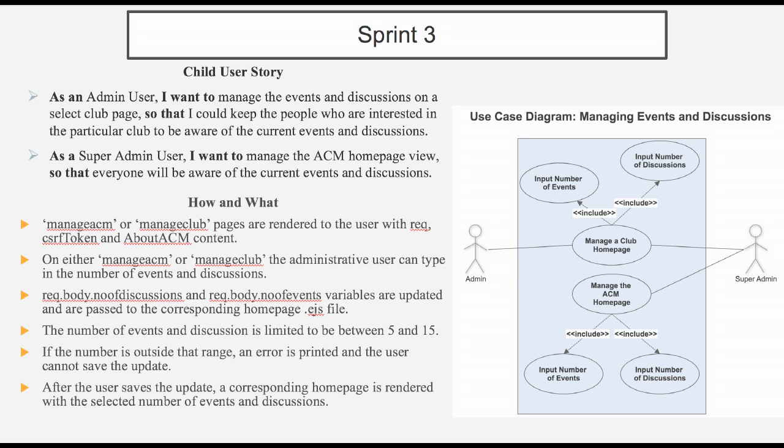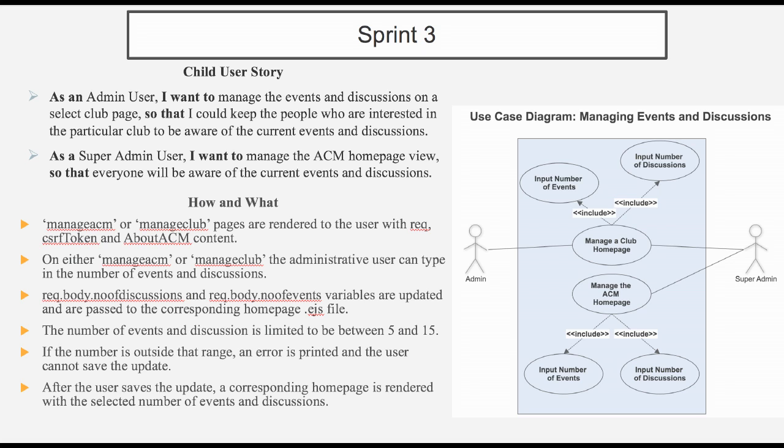During Sprint 3, the child user stories I've implemented were: as an admin user, I want to manage the events and discussions on a select club page so I keep the people who are interested in a particular club aware of the current events and discussions. As a super admin user, I want to manage the ACM homepage view so that everyone will be aware of the current events and discussions.